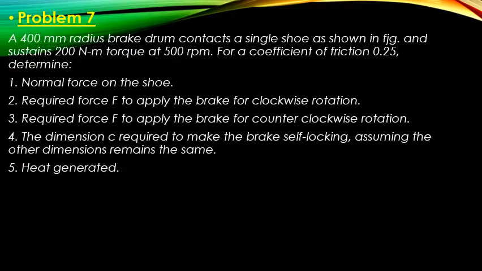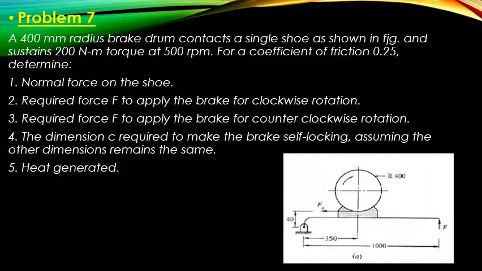So coming to the next problem, in this problem a 400 mm radius brake drum contacts a single shoe as shown in the figure and sustains a 200 Newton meter torque at 500 rpm. For a coefficient of friction of 0.25, determine the normal force on the shoe, the required force F to apply the brake for clockwise rotation, required force F to apply the brake for counterclockwise rotation, the dimension C required to make the brake self-locking, assuming the other dimensions remain the same, and heat generated. So these are the things we are required to find out.